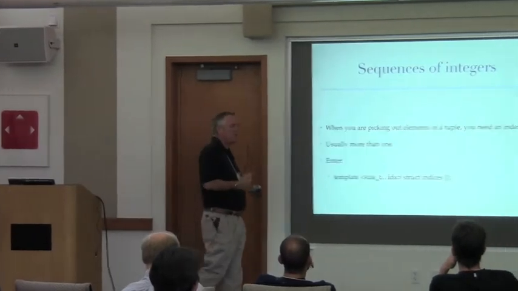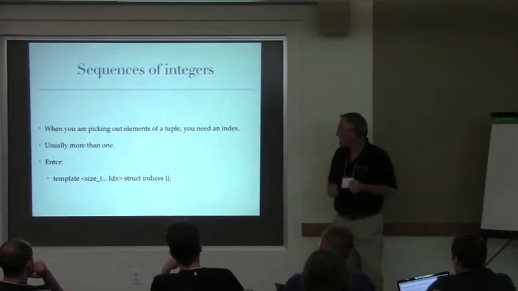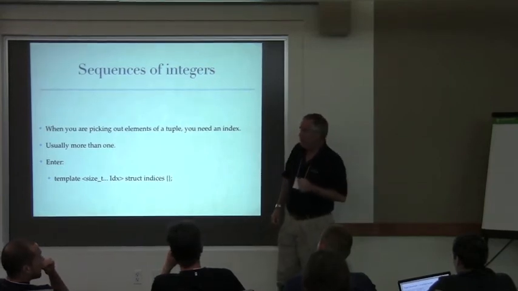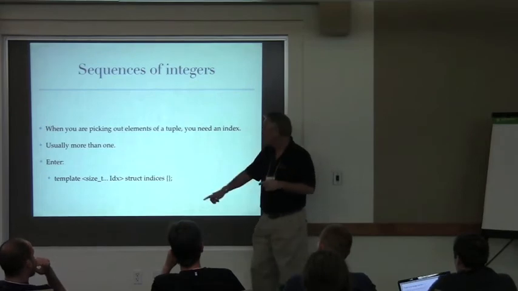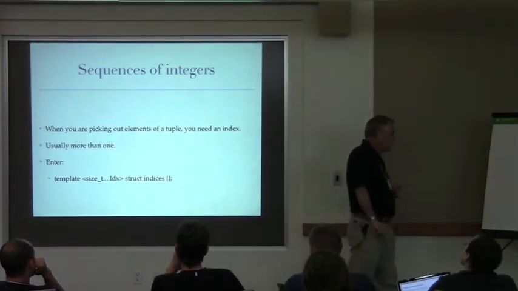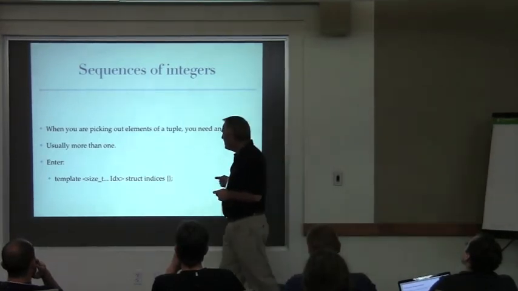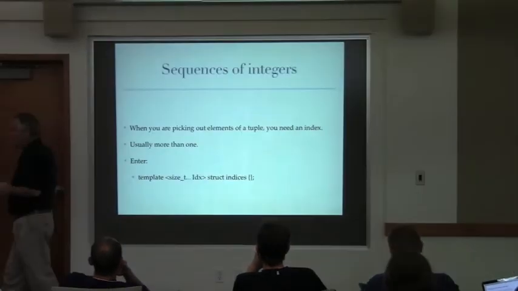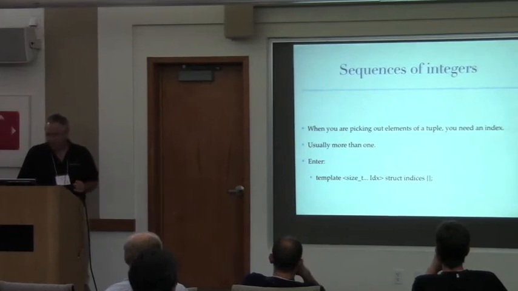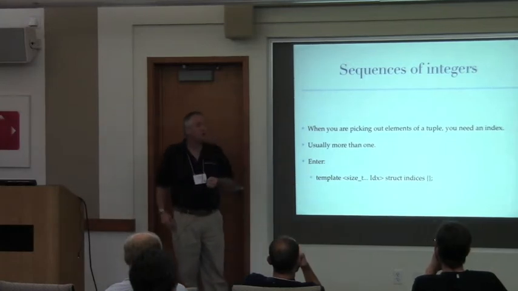So when you're picking out elements of a tuple, you need an index. Sometimes you need more than one index. And so I had that little class, an empty struct that contained a single integer parameter at compile time. Indices is a similar thing, except it takes a sequence, zero or more integers. And the really cool thing about this is that you can use very, very strange syntax, which I'll show you in just a second, to do amazing things. This kind of stuff is going to be part of C++14.